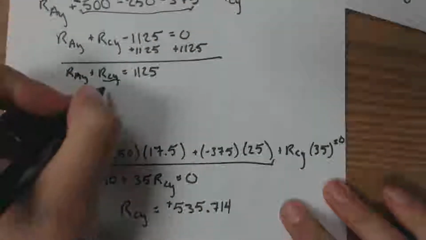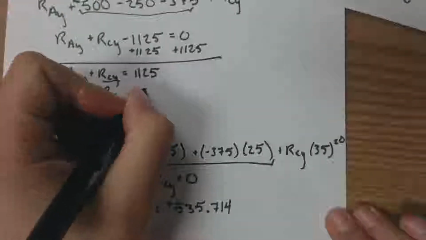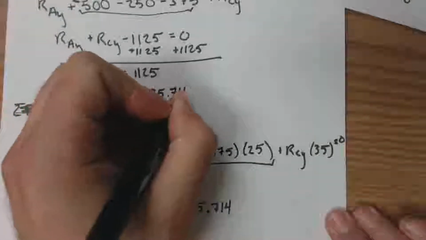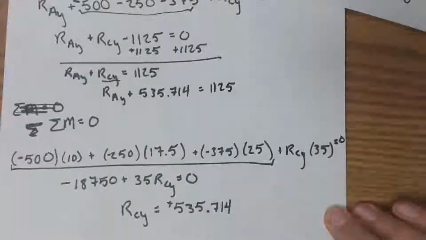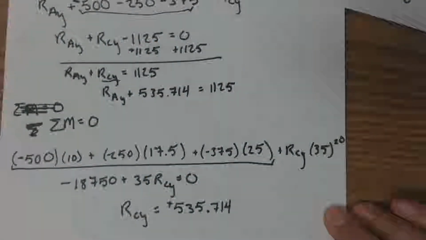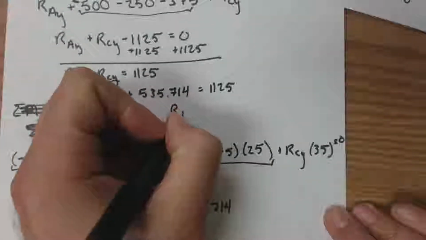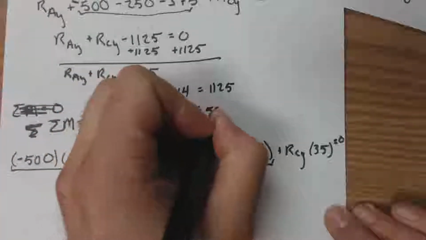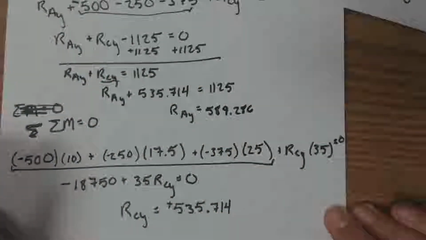Alright, let's come back up here and find this one. RAY plus this force I found, 535.714, equals 1125. And we get RAY as 589.286. I should have all my reaction forces now.